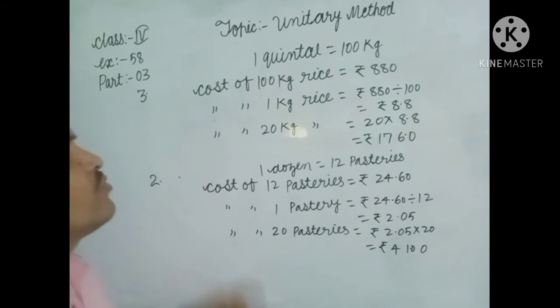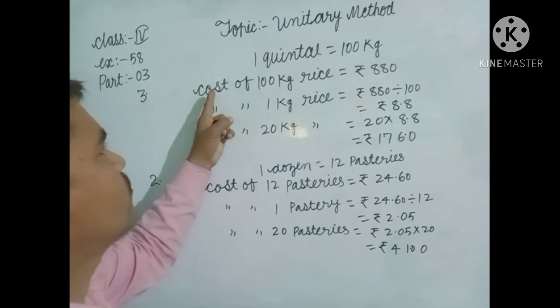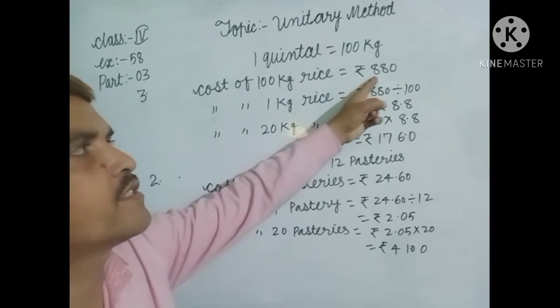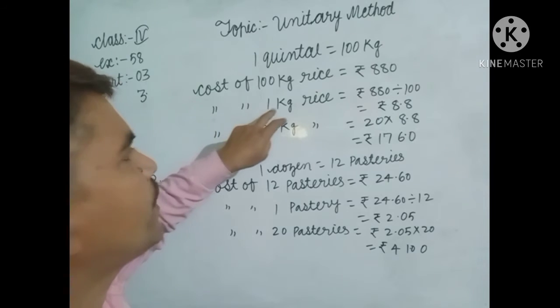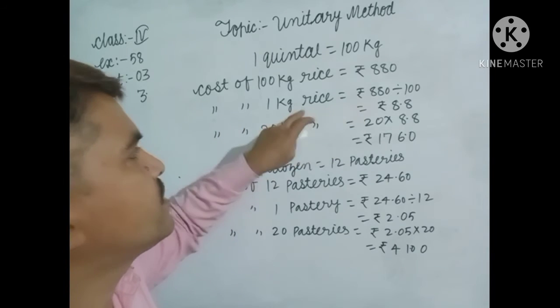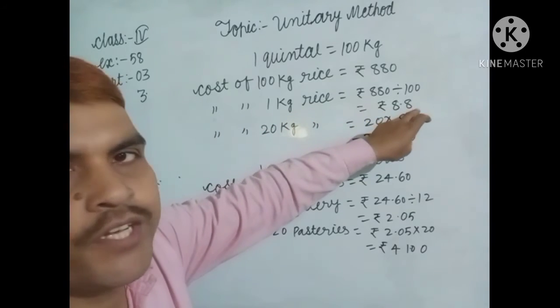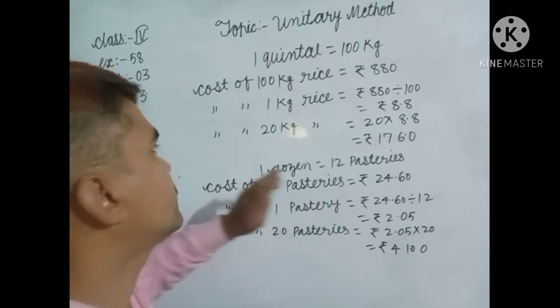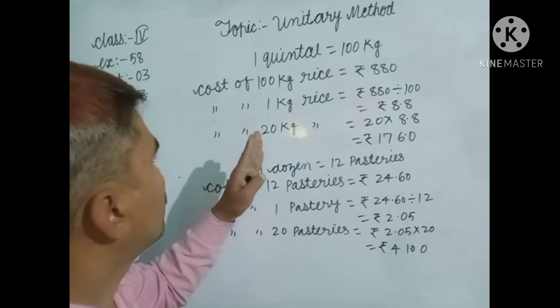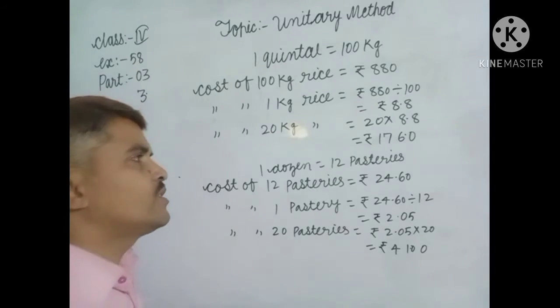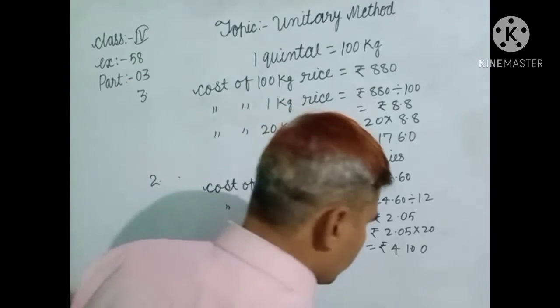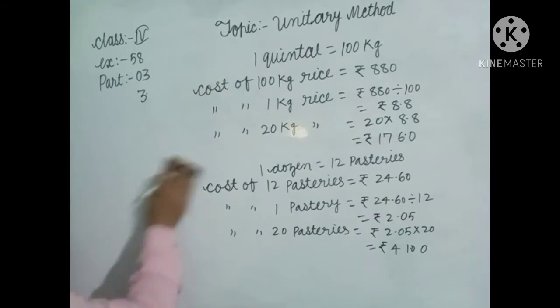So dear students, in this way you write down: cost of 100 kg rice is 880 rupees, given in your question. First of all you find the cost of 1 kg rice, each kg rice 8.8, that means 8 rupees 80 paise. Then the cost of 20 kg rice, 20 multiplied by 8.8, that means 176 rupees. Now question number 4.